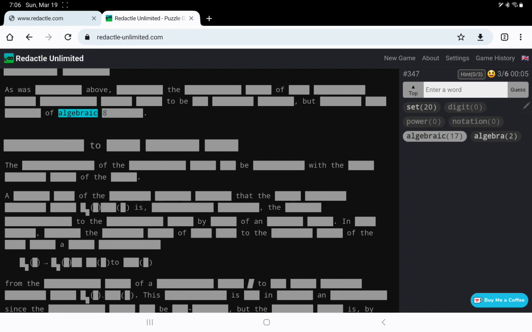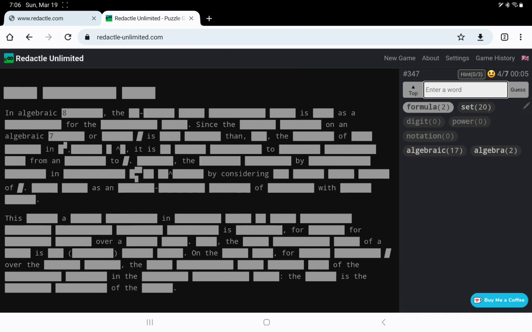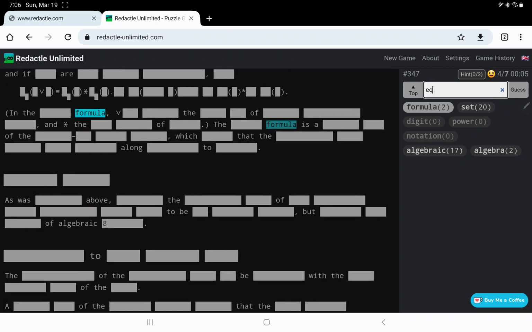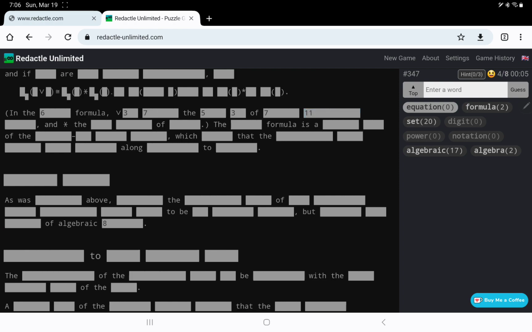Algebraic something. Is it always going to be the same 8-letter word after algebraic? Now here's on an algebraic. Could that be formula? No. Oh, how about equation? No. In the something formula, V3, 7, oops, the 6, 3 of 7, 11. And then asterisk is, well, it's usually multiplication, right?